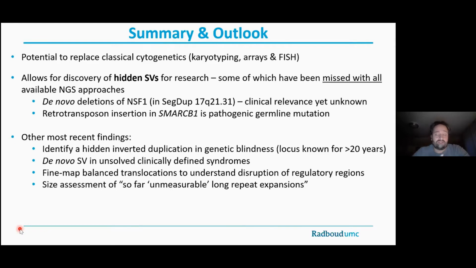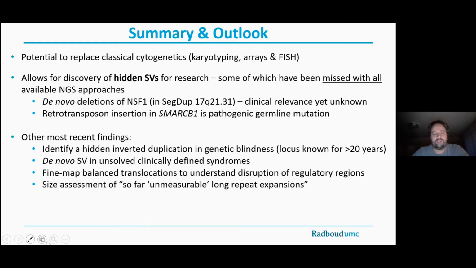Very recent research findings include several other findings. So we just recently identified a hidden inverted duplication in a family suffering from genetic forms of blindness, in which the locus was known for more than 20 years, but the disease-causing mutations on DNA level remained unknown.